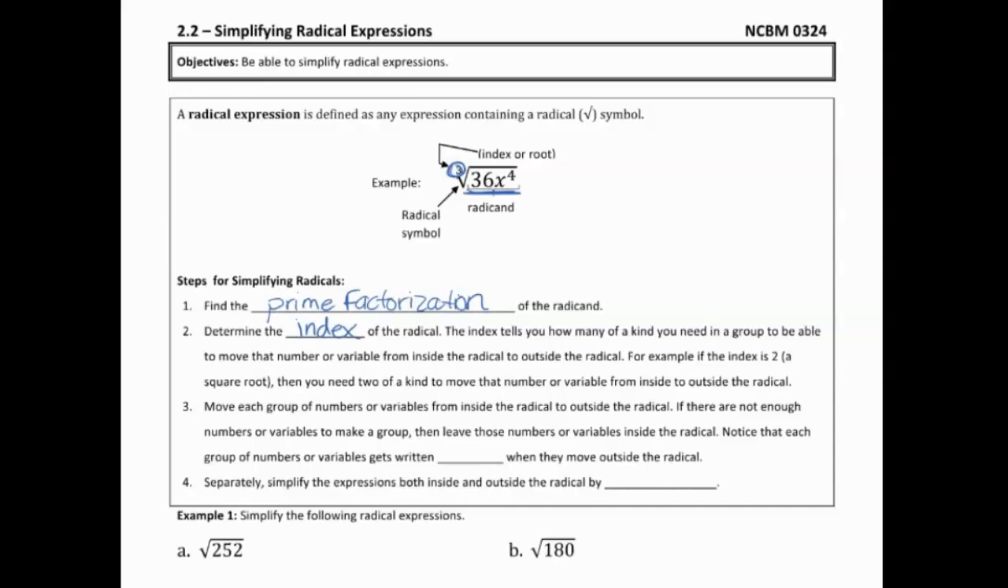The third step is to move each group of numbers or variables from inside the radical to outside the radical. If there are not enough numbers or variables to make a group, then leave those numbers or variables inside the radical. Notice that each group of numbers or variables gets written once when they move outside the radical. Our last step is to separately simplify the expressions both inside and outside the radical by multiplying.